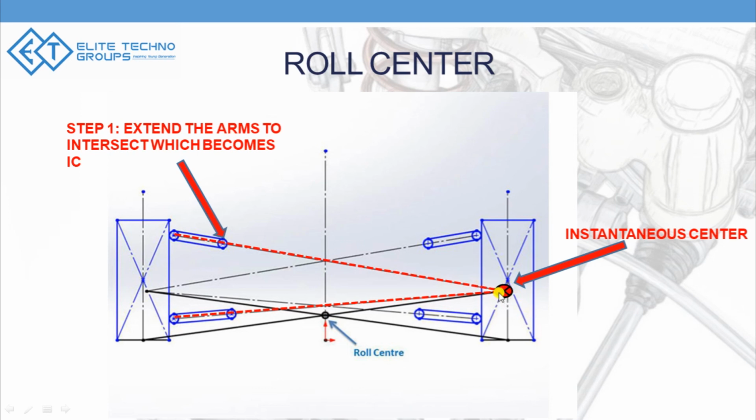So what is the purpose of the instantaneous center? The instantaneous center is the point about which your wheel will be moving up and down. If you actually see a car moving up and down, it doesn't go vertically up and down, right? It follows a curved path, and this is the center about which your wheel will be moving up and down. So it's very important for you to finalize the upper and lower arm geometry to find the trajectory path of your wheel.